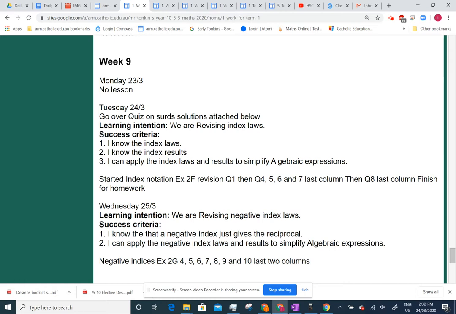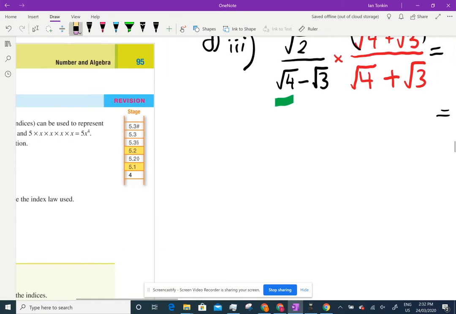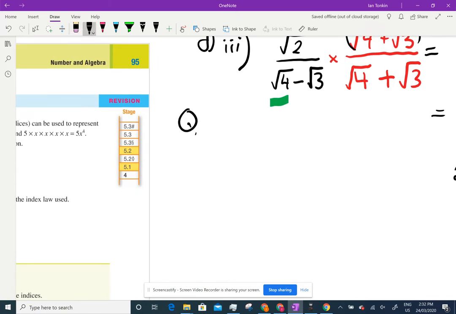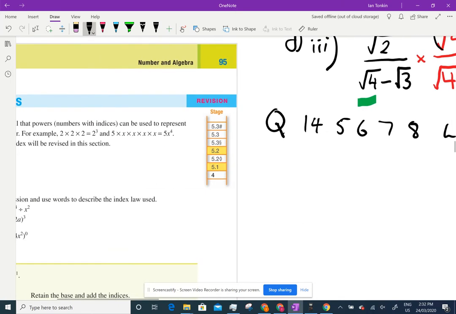I'm going to do exercise 2F, 1, 4, 5, 6, 7, last column, then 8, last column. And we need to finish those for homework. So let's have a look at what these questions are all about. I'd better write that down so I don't forget it. Questions 1, 4, 5, 6, 7, 8, and we're doing the last column. Righto.